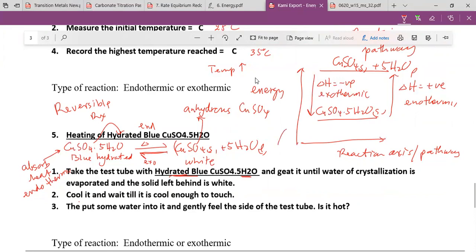Now this is the energy level diagram. You see that? I put blue color. This is the y-axis, which is energy. This is the reaction pathway or axis. So where to put the anhydrous and where to put the hydrated? Okay, it depends on where I start first. I'll start with your hydrated, the blue color one. Okay, I put copper sulfate plus 5 water, solid, here.